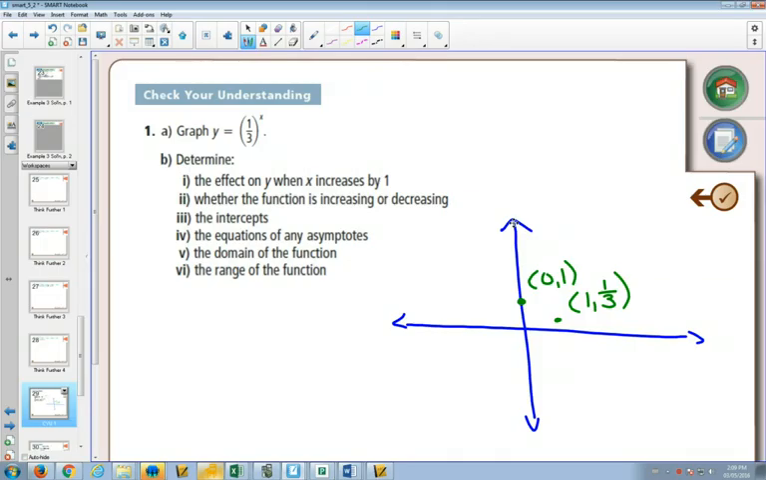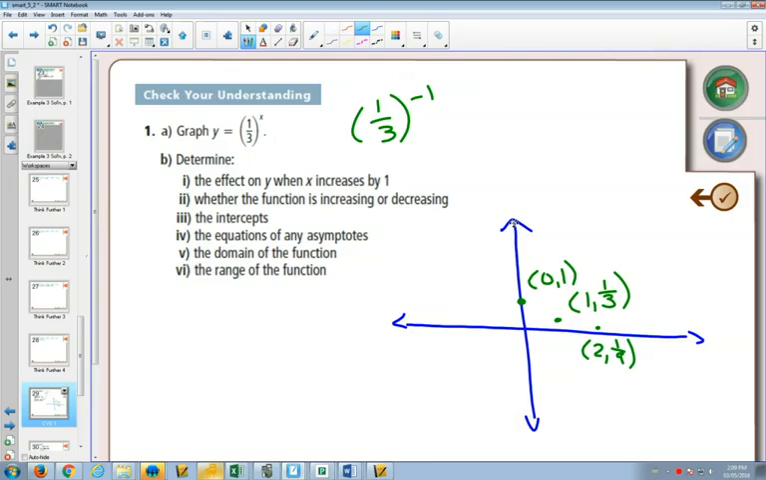You could label other points as well. What would happen if I plugged in 2? I would get (2, ...), square that, 1/3 times 1/3 becomes 1/9. How about negatives? What happens when you do 1/3 to the negative 1? Okay, mental math. It's going to be 3. Remember how to do that?